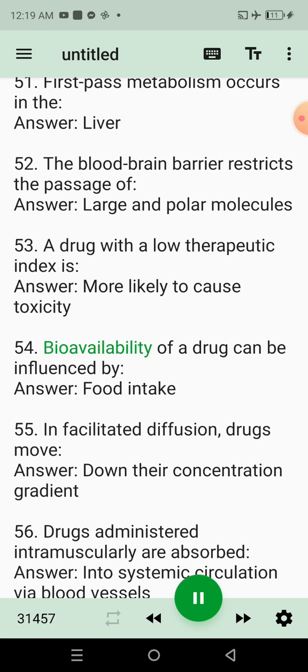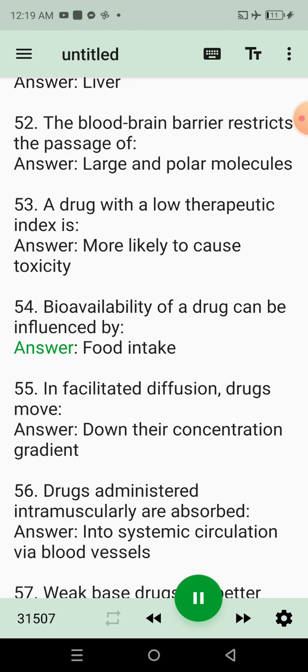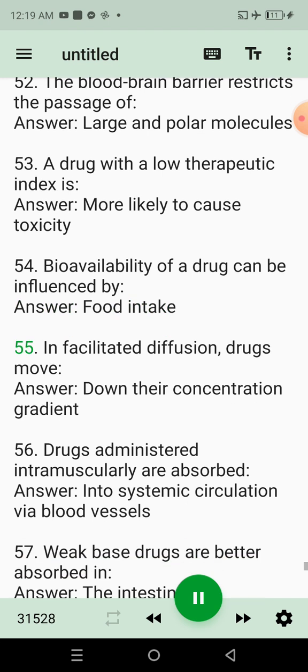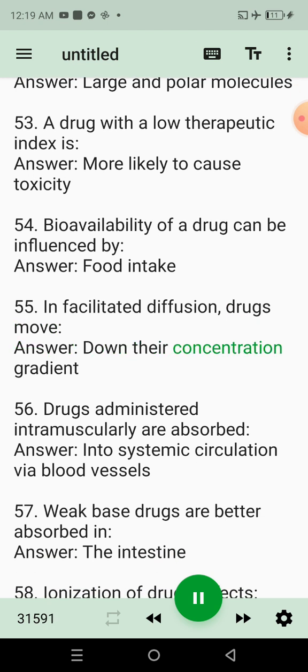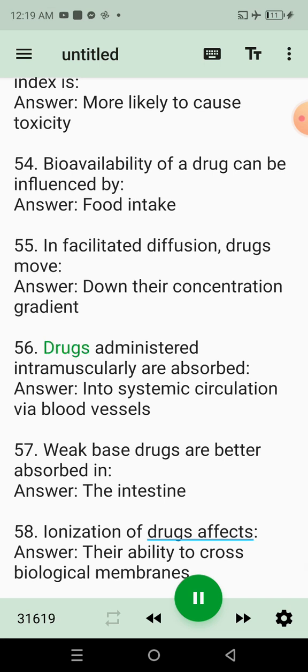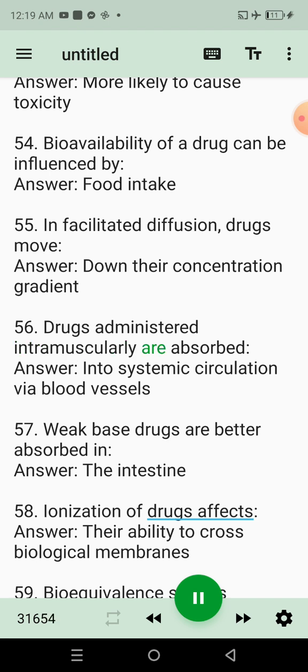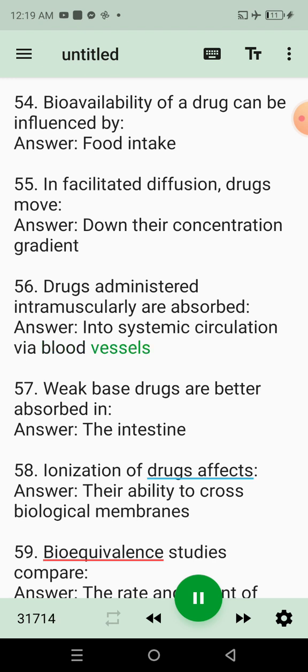54. Bioavailability of a drug can be influenced by? Answer: Food intake. 55. In facilitated diffusion, drugs move? Answer: Down their concentration gradient. 56. Drugs administered intramuscularly are absorbed? Answer: Into systemic circulation via blood vessels.